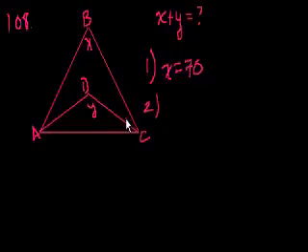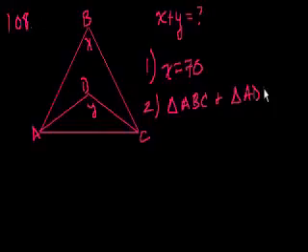Statement 2. Triangle ABC and triangle ADC are both isosceles.